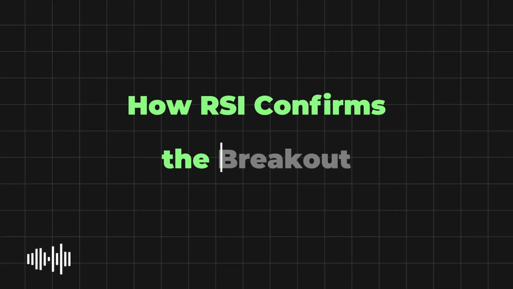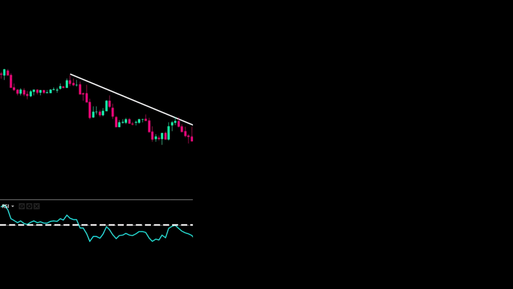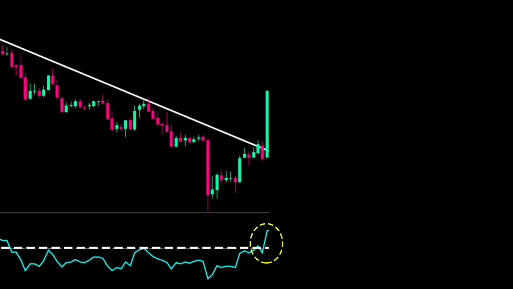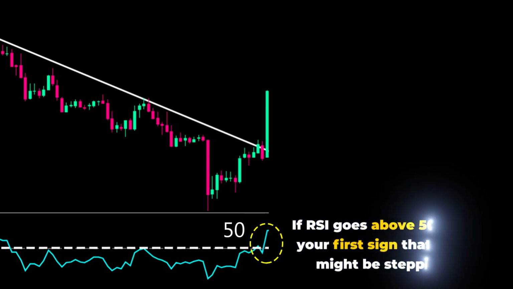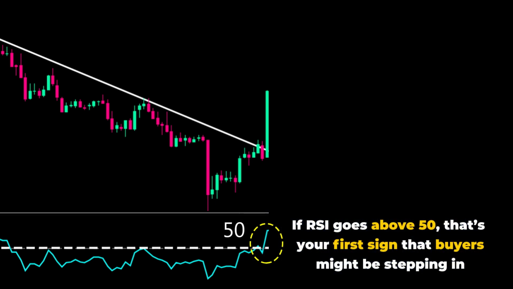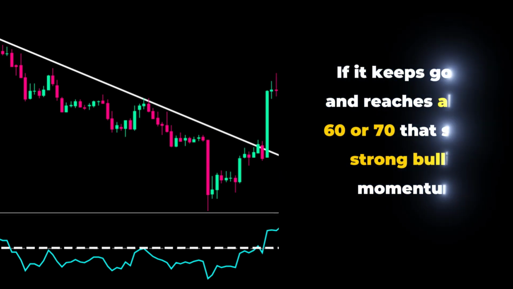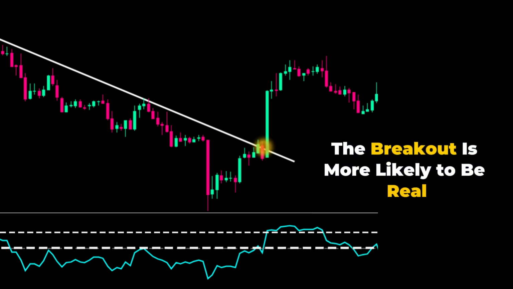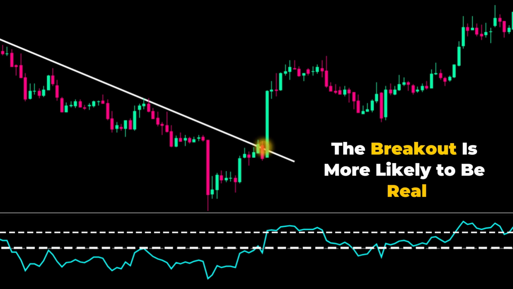How RSI confirms the breakout. Let's say you're watching a downtrend and suddenly the price breaks above the trend line. Now to check if this breakout is real or just a fake move, look at the RSI. Here's what to watch for. If RSI goes above 50, that's your first sign that buyers might be stepping in. If it keeps going and reaches above 60 or 70, that shows strong bullish momentum. And the breakout is more likely to be real.